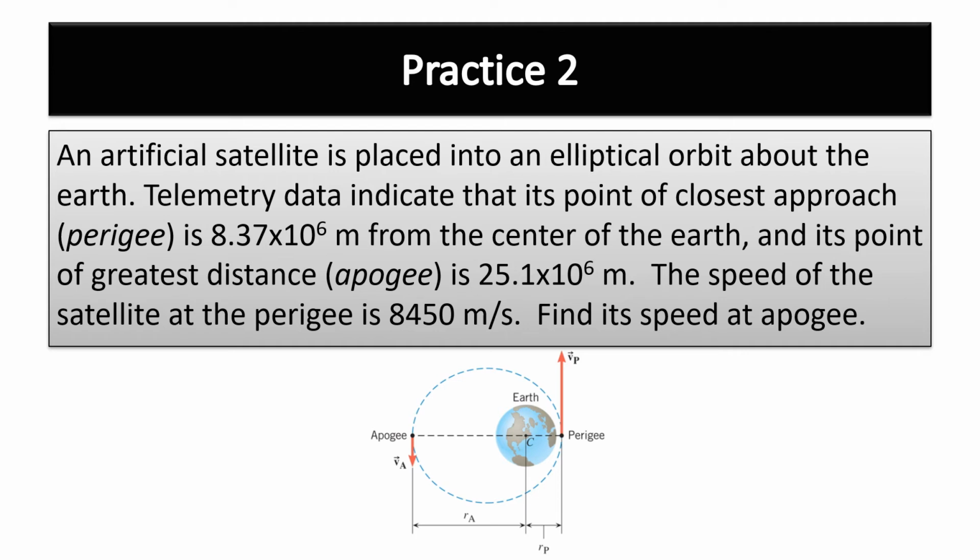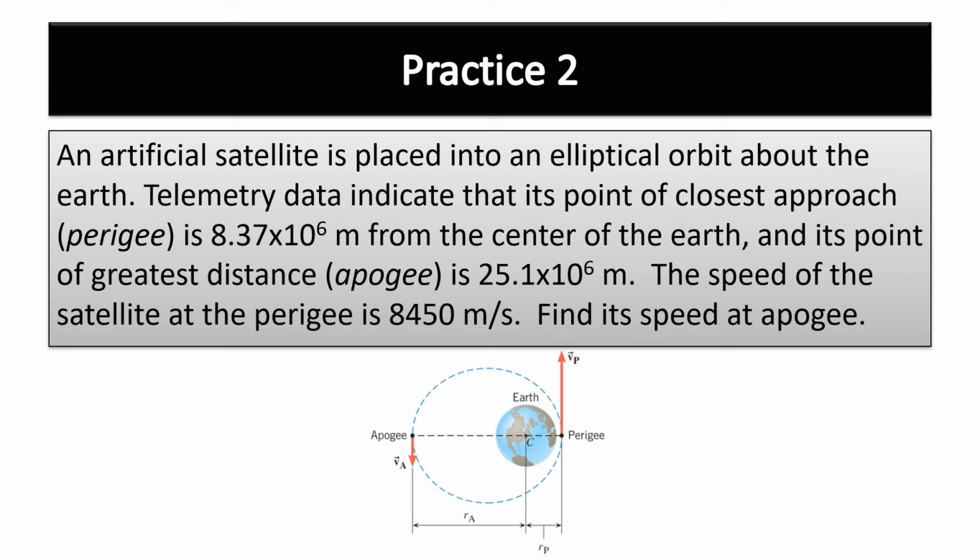The problem says an artificial satellite is placed into an elliptical orbit about the Earth. Telemetry data indicate that its point of closest approach, perigee, is 8.37 times 10 to the 6 meters from the center of the Earth, and its point of greatest distance, apogee, is 25.1 times 10 to the 6 meters. The speed of the satellite at perigee is 8,450 meters per second, so that's faster than what it is at apogee. Find its speed at apogee.